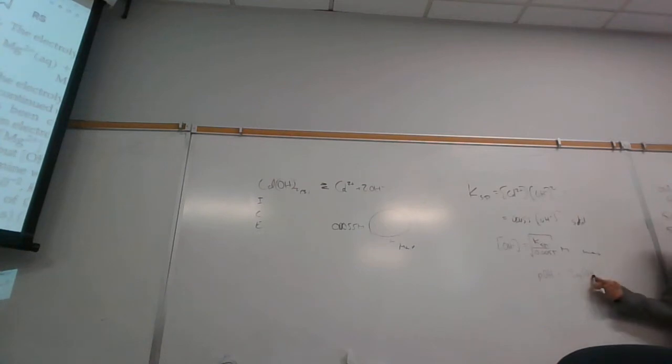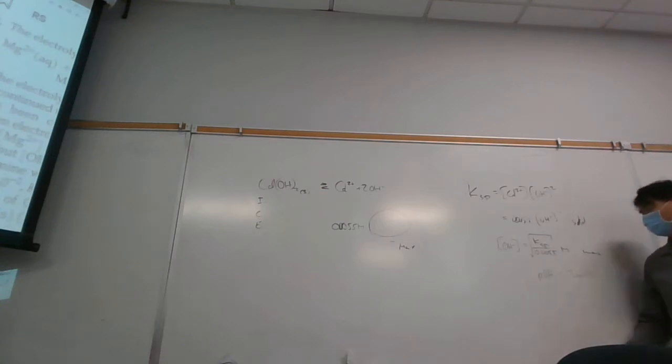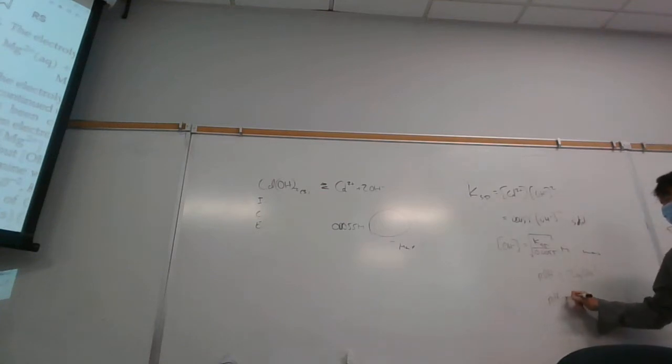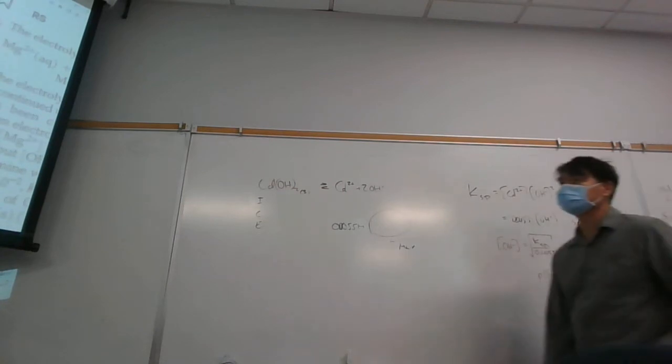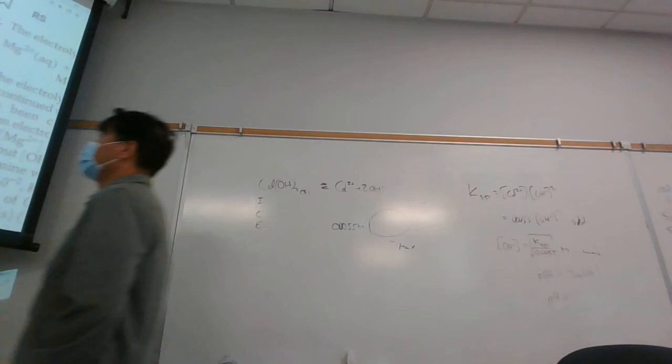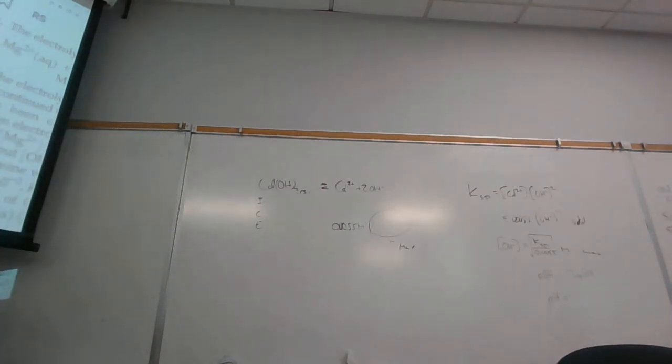So as the hydroxide increases, the pOH decreases. And then we'll figure out the pH in this. And so what do they say? What is the minimum pH at which it will precipitate from the solution?